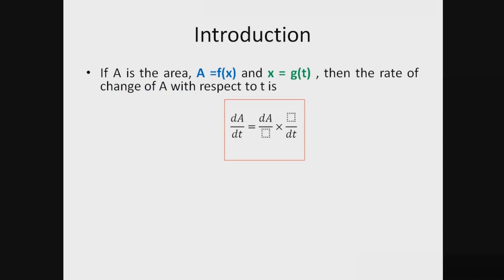Let's look at another example. If A is the area such that A is a function of x and x is a function of t, then the rate of change of A with respect to t can be written as dA over dt. To find dA over dt, we have to use the chain rule. To do so, we have to write the dA over dt separately like this. And as you can see in the blank section here, we can fill in the related variable. In this situation, we have to put dx.